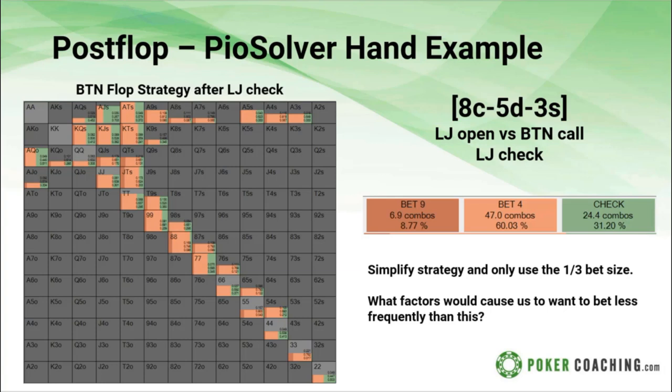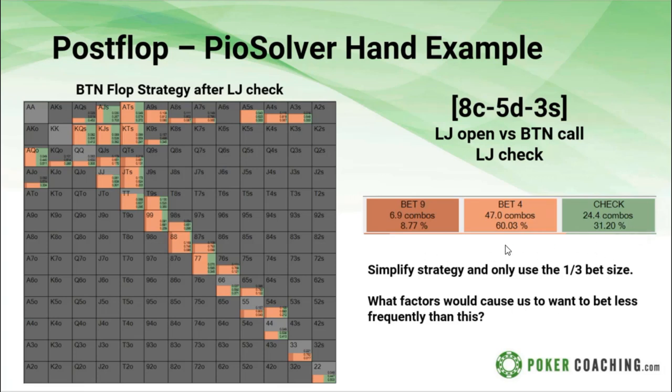So this is showing the button flop strategy after a low jack check. We see a high frequency of the small bet size used. And when we're playing on the button in this situation, we want to simplify the strategy and only use this 1/3 bet size. I would say against probably 99% of your opponents, you can actually probably just bet range small here, because people are misplaying the spot from the low jack, and they're going to be over c-betting 8-5-3, which is going to leave their checking range too weak. But at equilibrium, we should be betting about 70% here, checking 30.